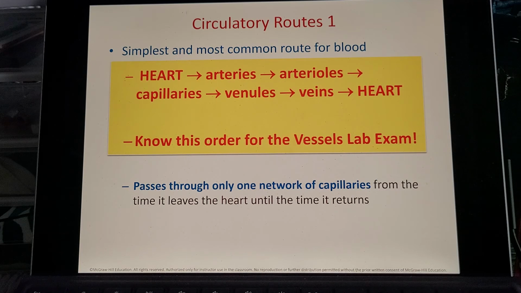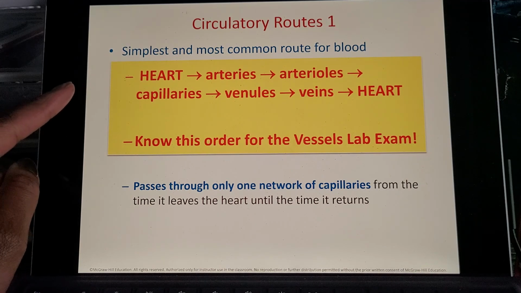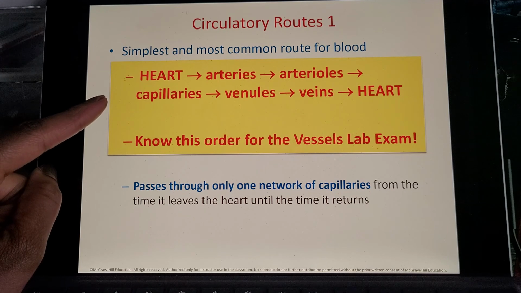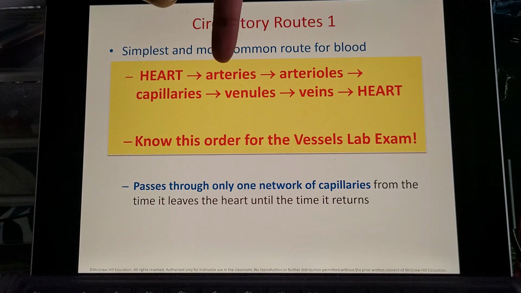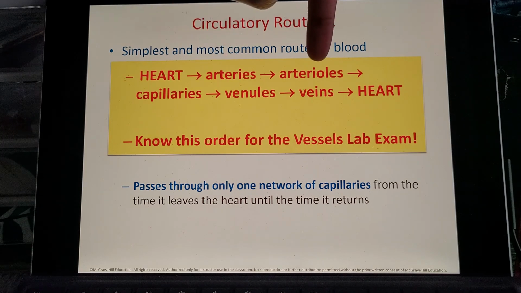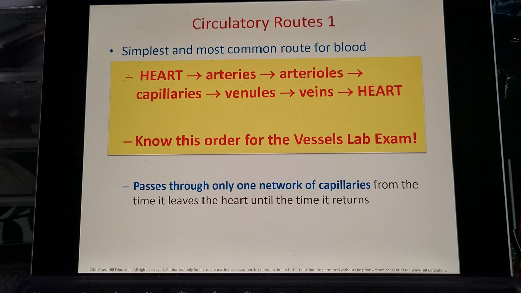All right, last thing for this video, our circulatory route. We've already talked about which blood vessels go away from the heart and which go to the heart. For our vessels exam, you need to know this order. We start from the heart, and on the vessels exam, you'll have 5 blanks for these 5 words. We start off with arteries, which are our larger ones. Arterioles, which are smaller. Capillaries, venules, then veins.